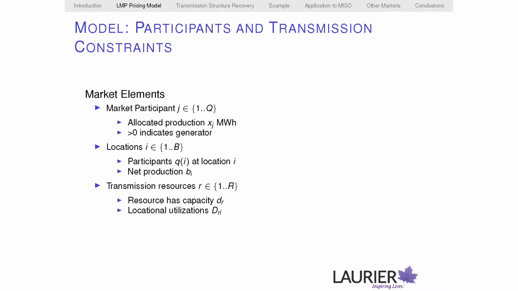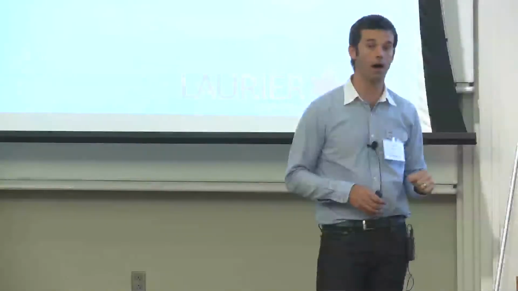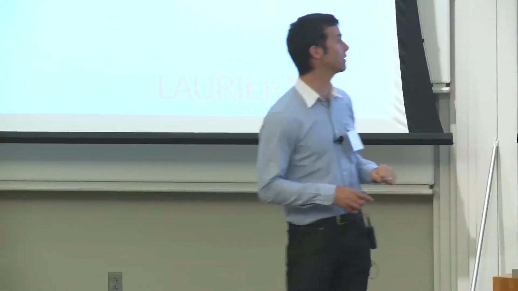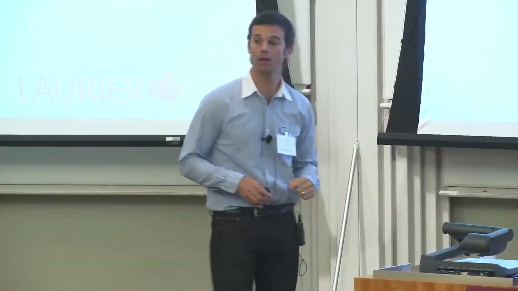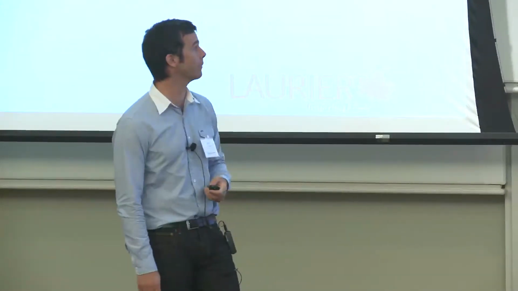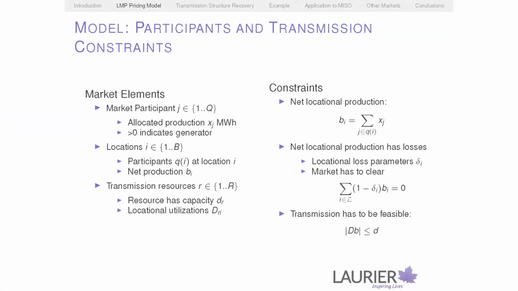So then we've got these transmission resources, and they've got 2 sets of parameters. They have a capacity, little d's, and they've got locational utilizations, D_Ri. So basically, that says that if you produce, say, 5 megawatts at location i, then the amount of capacity you're going to use on resource r is D_Ri times 5. Okay, so if that's the net production, that's what you get. So a fairly simple set of constraints. We have the net locational production, just the summing up to get that net locational production.